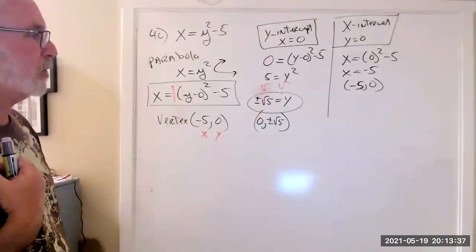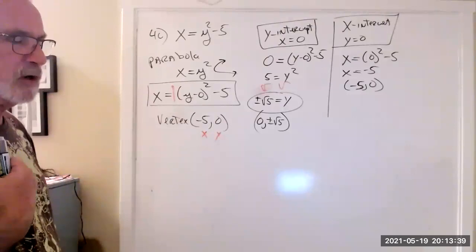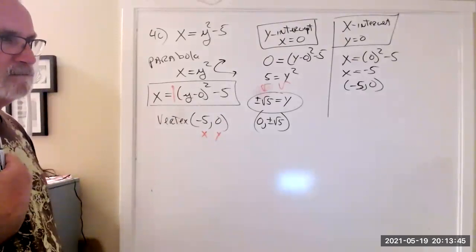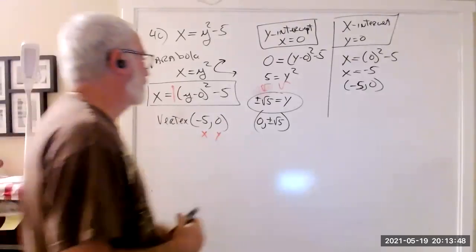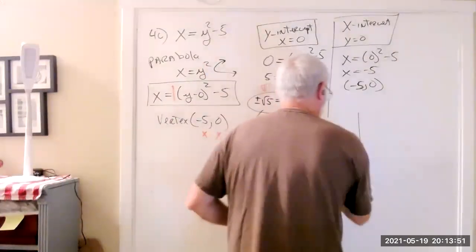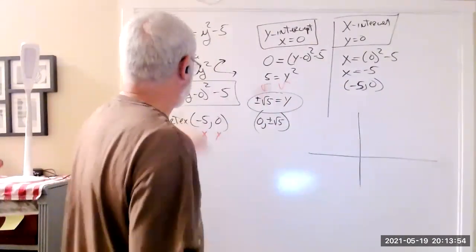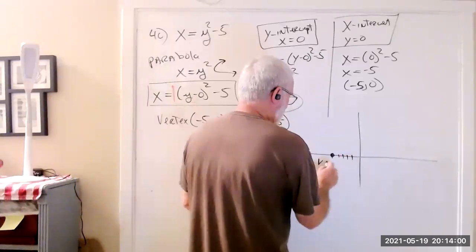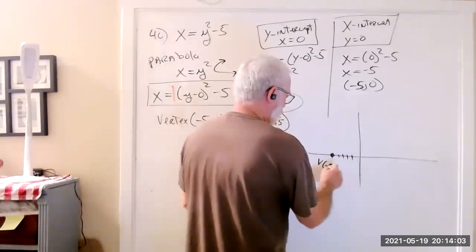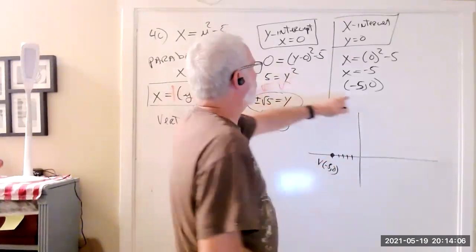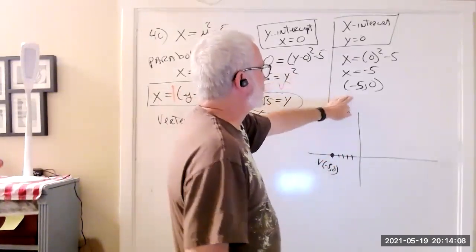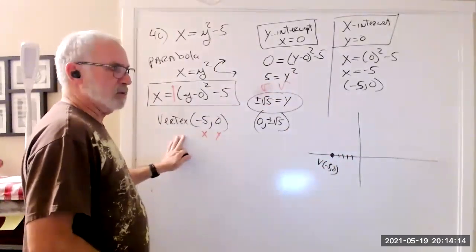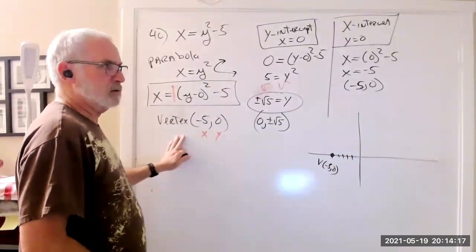Okay, I'm going to start to graph it. Any questions about any of my steps or any of my work to this point before I start to graph? Okay, here we go. There's my x-axis. My vertex is -5, 0. Now, wait a minute. How can my x-intercept be the same as my vertex? How is that possible? Or is it?